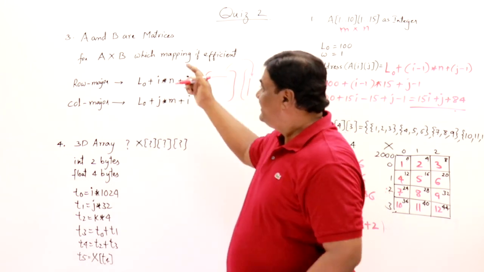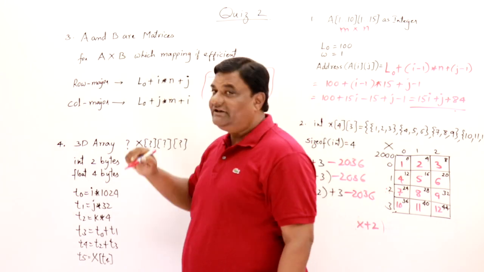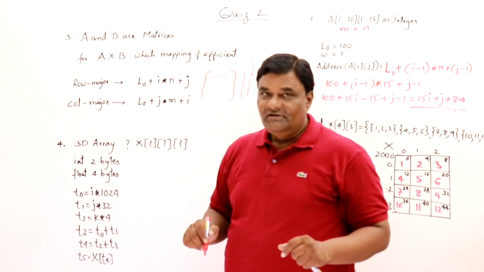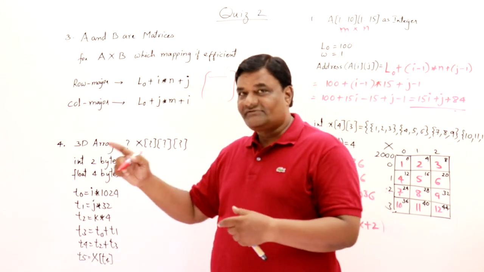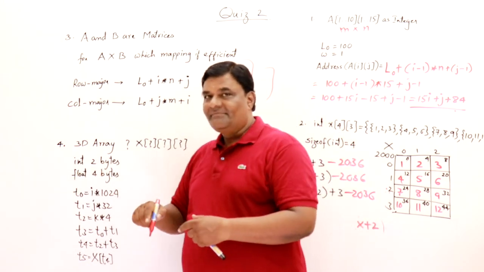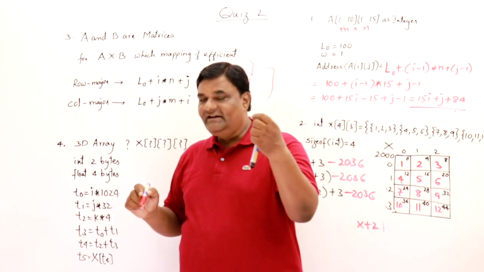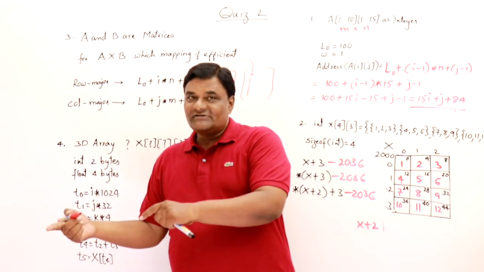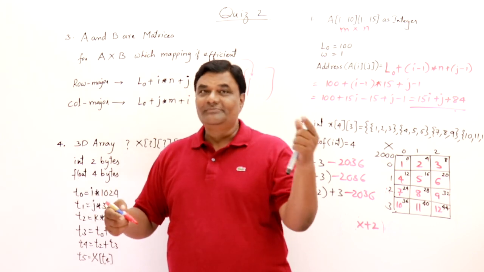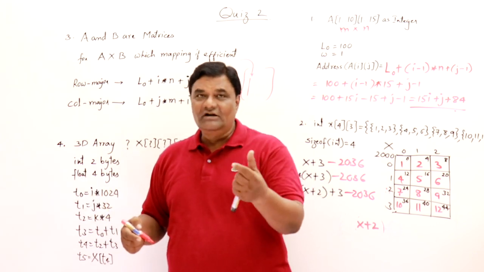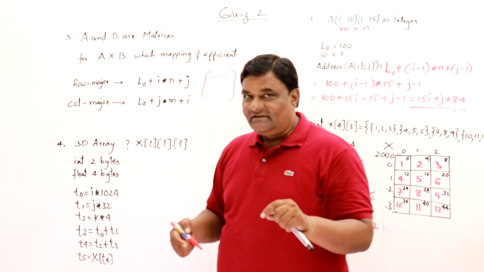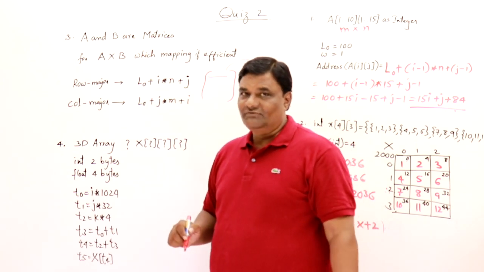Now the question is, if I am multiplying these 2, then which mapping is better? So the options are given, first one is row major, second one is column. Because rows are multiplied with columns, the first idea that you may be getting is, A should be row major and B should be column major. That is the wrong answer. The right answer is, any representation can be used.